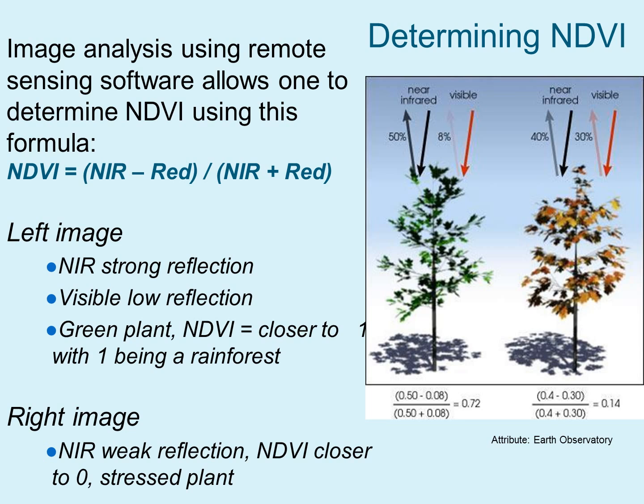In the left image there, you can see near-infrared is strongly reflected, while the visible has a low reflection. In a healthy vegetation, the NDVI is closer to 1, with 1 being a rainforest. In the right image, near-infrared has a weak reflection, and NDVI is closer to 0, representing a stressed plant.